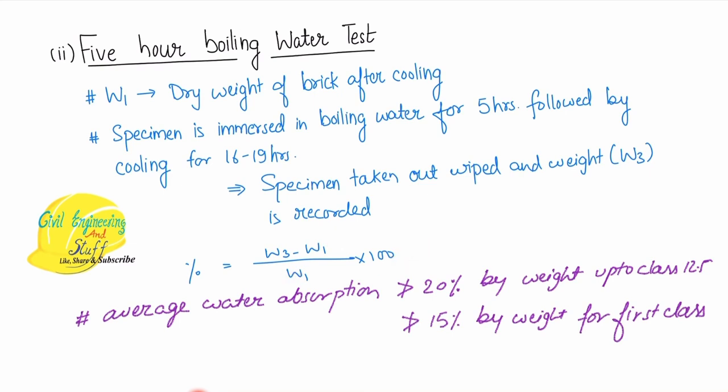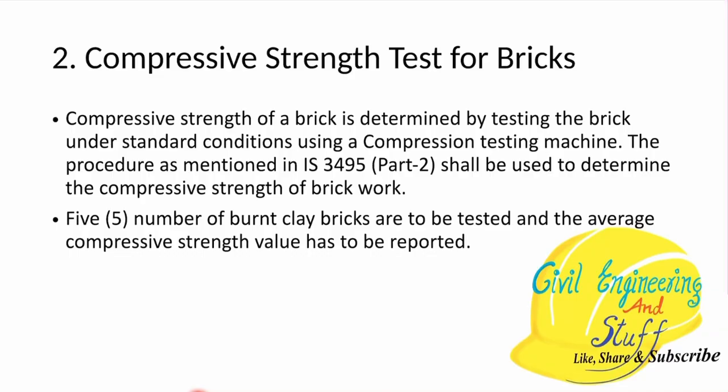Okay, and the average water absorption should not be greater than 20% by weight. For class 12.5, we have discussed the class in the previous lectures, and it should not be greater than 50% for the first class brick for the 5-hour boiling water test.